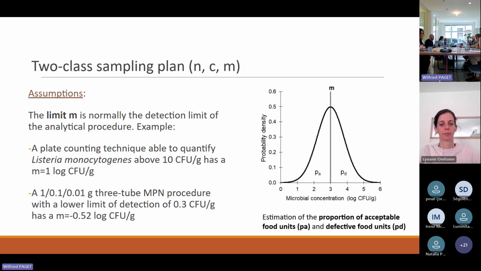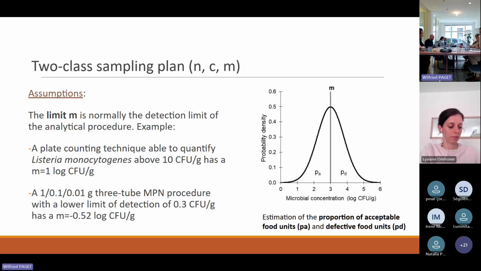Then the limit M. The limit M is the detection limit of the analytical procedure. It could be, if you are using a plate counting technique for Listeria, for example, you can use an M equal 1 if the limit of quantification is 10 CFU per gram.